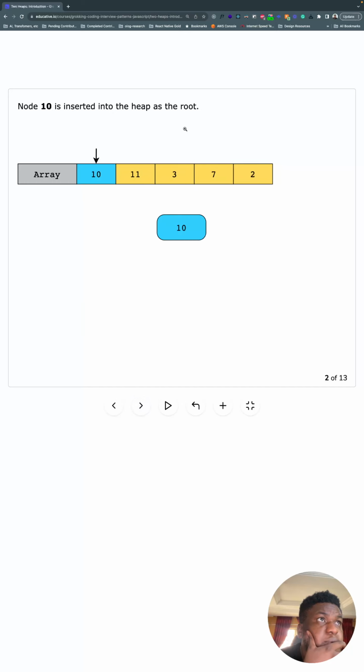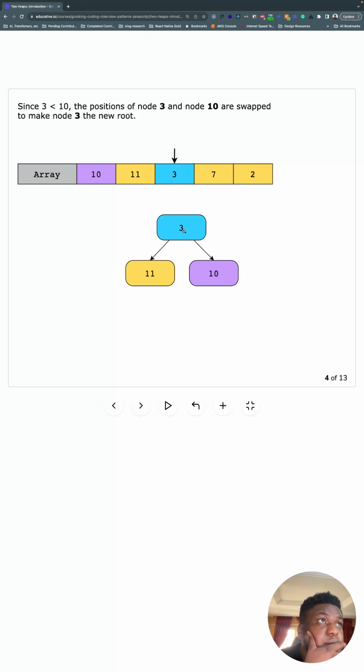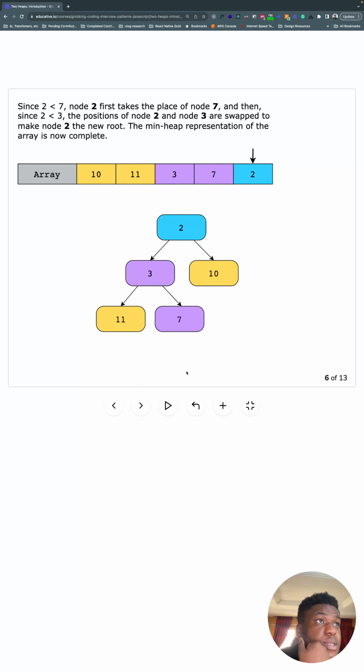So we're evaluating 10, we add it to the list. Since 10 is less than 11, 11 becomes its child. 3 is smaller than 10, so they're swapped. It displaces it and it's swapped here. 7 is smaller than 11, so it moves 11 down. And then 2 is smaller than 3, and it displaces it. So that the smallest thing is always on top. That's the shtick about the minimum heap.